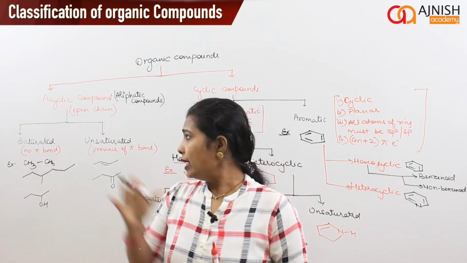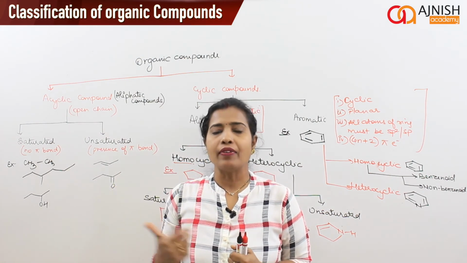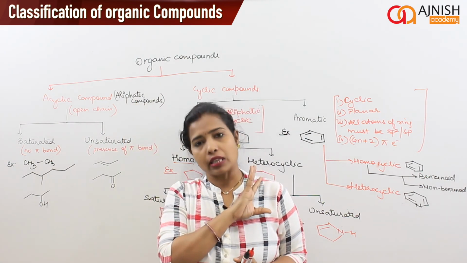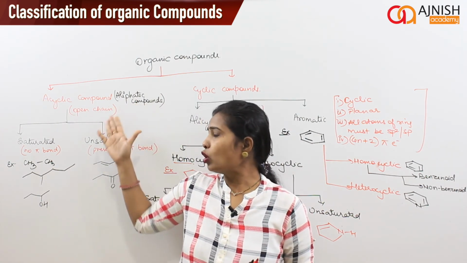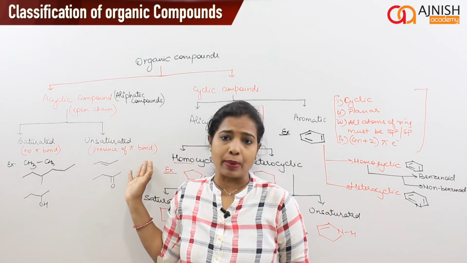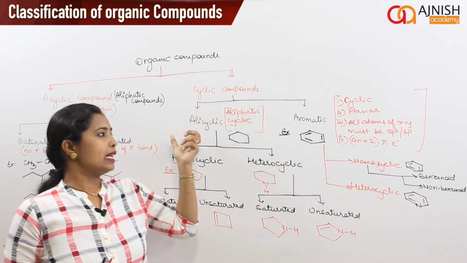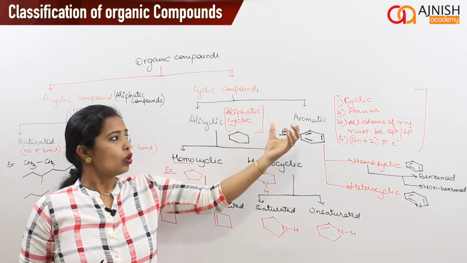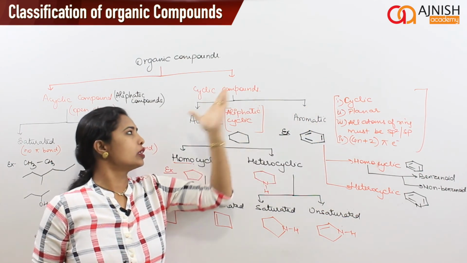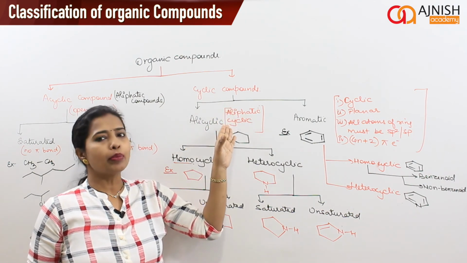Let's recall it. If it is open chain, it is acyclic or aliphatic, and if it is cyclic, it is a cyclic compound. An acyclic compound may be saturated if it has no pi bond, and unsaturated if a pi bond is present. Similarly, cyclic compounds are of two types, alicyclic and aromatic. The compounds which don't satisfy the conditions of being aromatic come under the category of alicyclic. Alicyclic are nothing but aliphatic cyclic compounds.